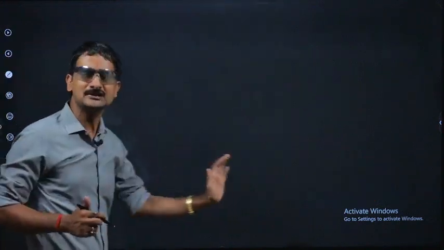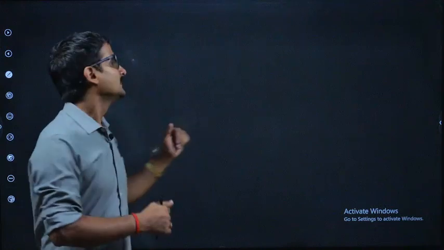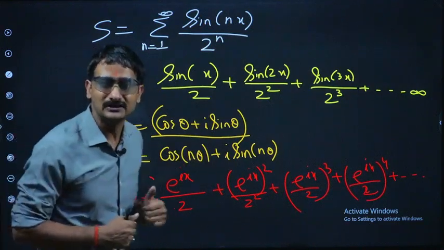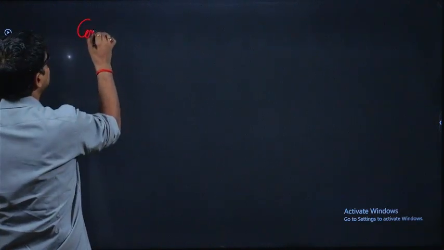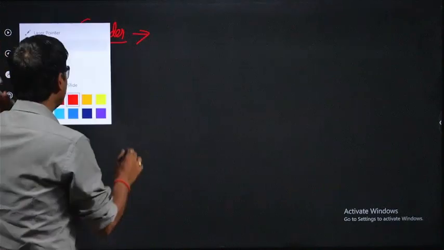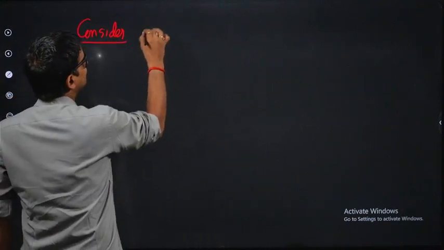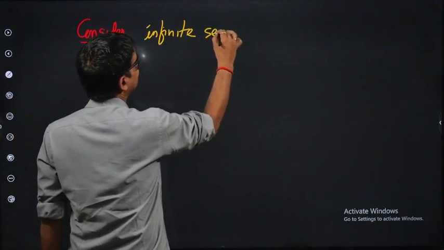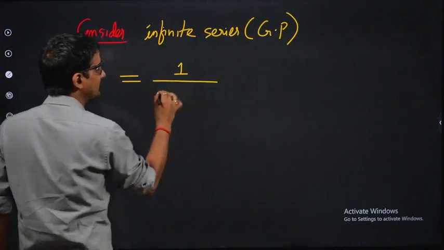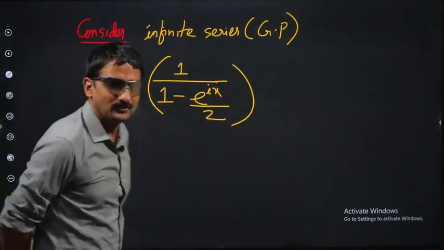Now the sum of any infinite GP is A, the first term, upon 1 minus R. So if I write my infinite GP as this, A is 1, and e raised to the power iota x by 2 is the common ratio. So let us consider the infinite GP, the same which I wrote on the previous slide, whose sum is nothing but 1 upon 1 minus e raised to the power iota x by 2. I think all of you agree.